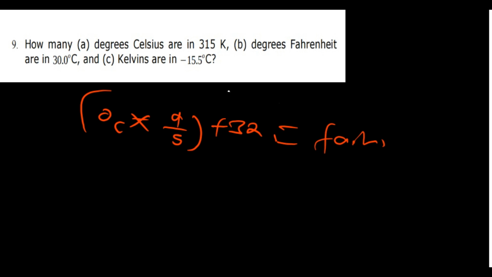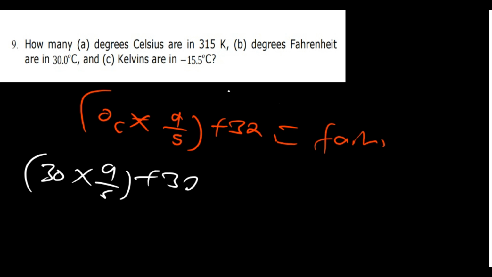Okay, so we have the degrees already. We have 30 times 9 divided by 5, plus 32. Then this is going to give us the degrees Fahrenheit. So we can get our calculator. We say 9 divided by 5 is 1.8, times 30, which is going to give us 54. 54 plus 32 is giving me 86. So 30 degrees Celsius in Fahrenheit is going to be 86 degrees Fahrenheit. Okay, now this is question 9.